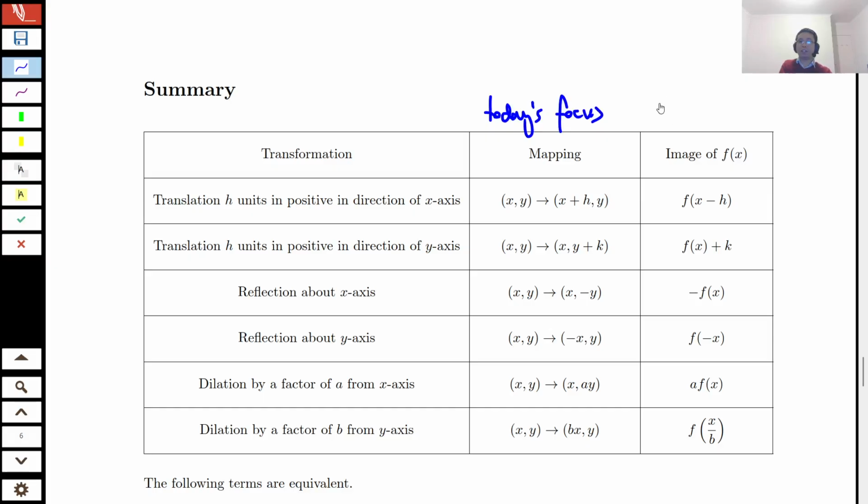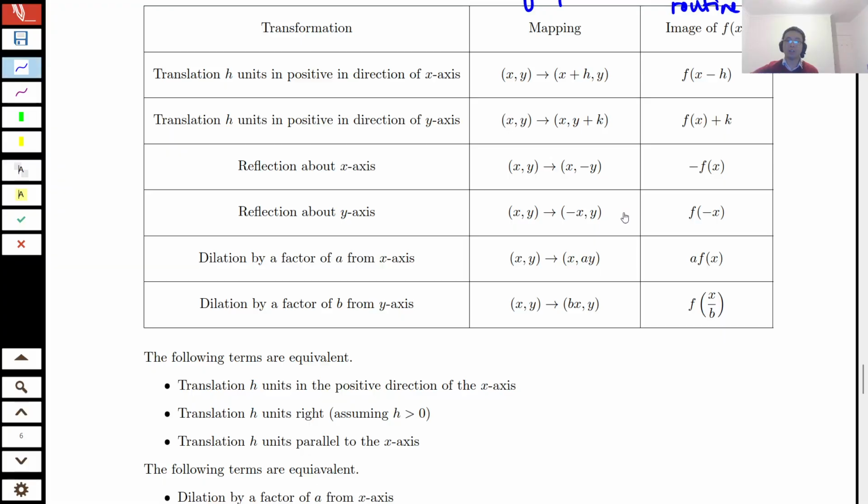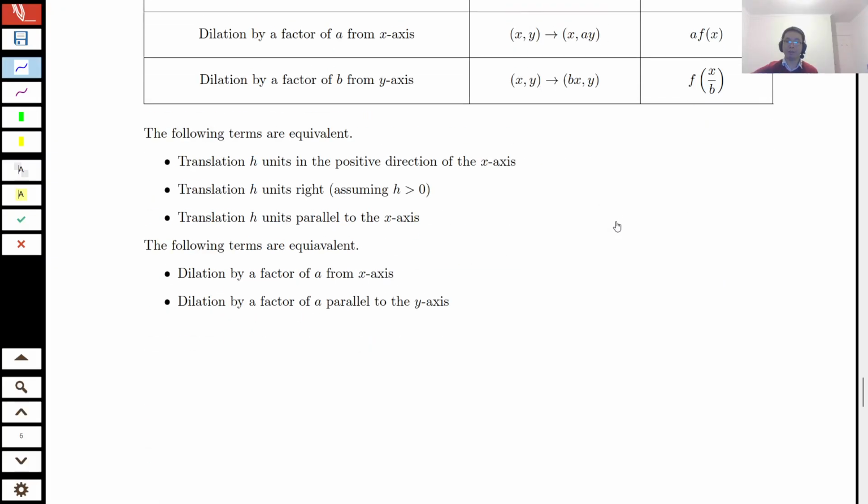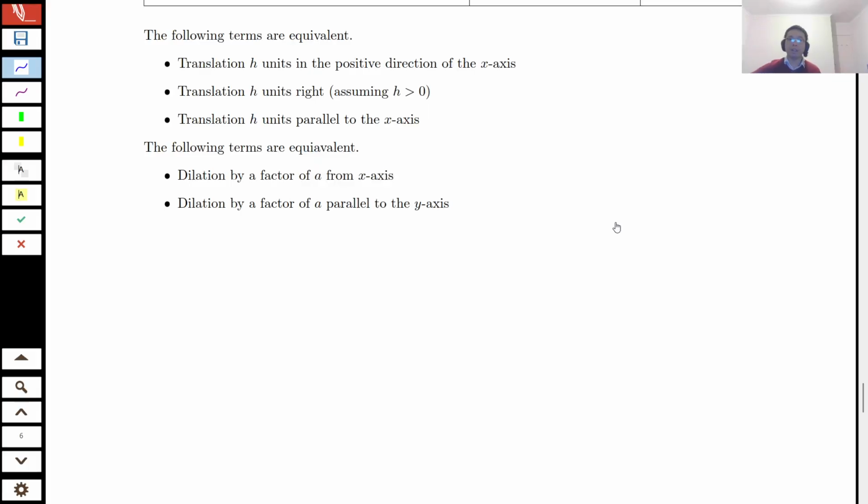And the function notation is nice to remember for what I'll call routine questions that you see a lot in textbooks. Please make sure that you are either understanding or able to recall this table, either through memorization or writing down the mapping notation each time. So, a couple of comments before we dive into our final examples. There are different ways to describe translations and dilations.